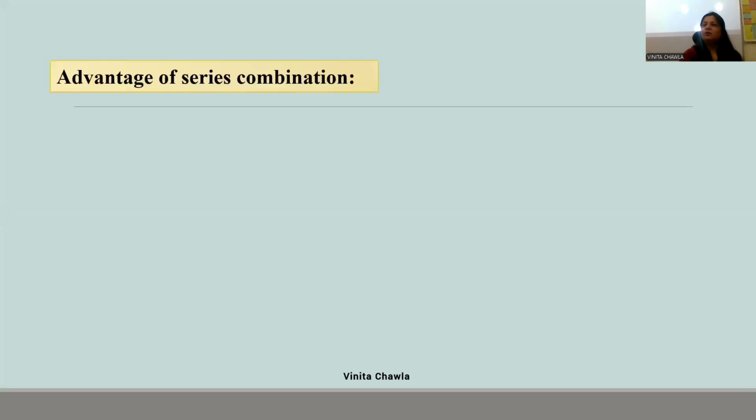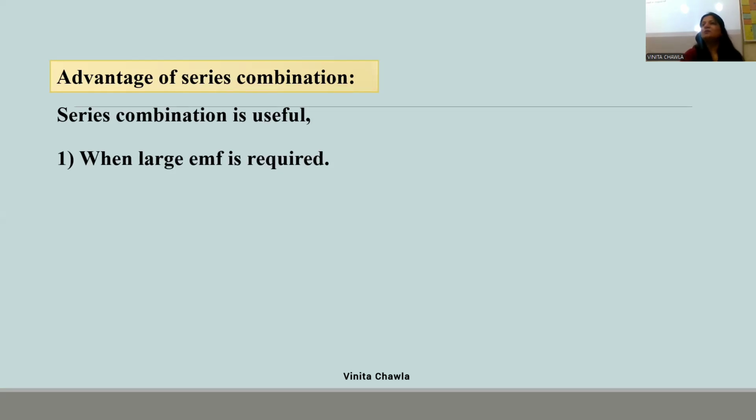Advantages क्या होते हैं series combination? Where should we use? Where do we use series combination? When large EMF is required, then we use series combination. If we want to increase the EMF of the cell, we use series combination because यहाँ पे E1 plus E2 plus E3. We are adding all the EMFs of the cell. We get the maximum value of the combination, right? So when large EMF is required, there we use.